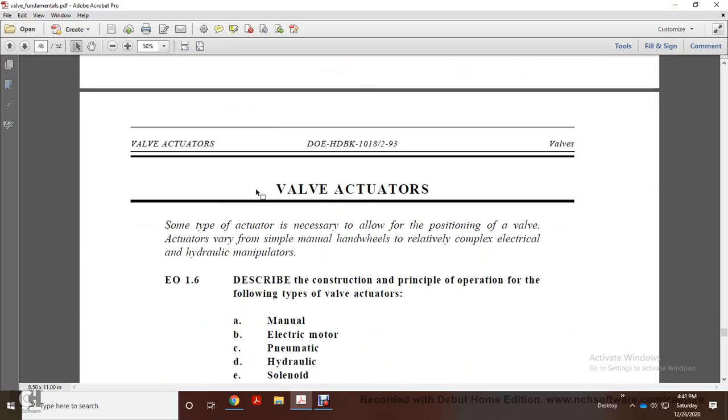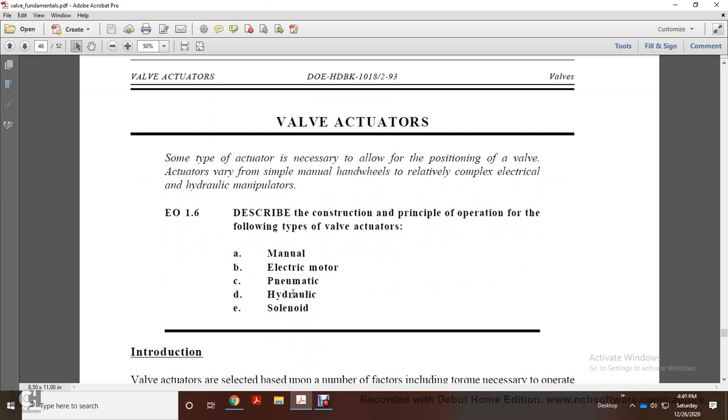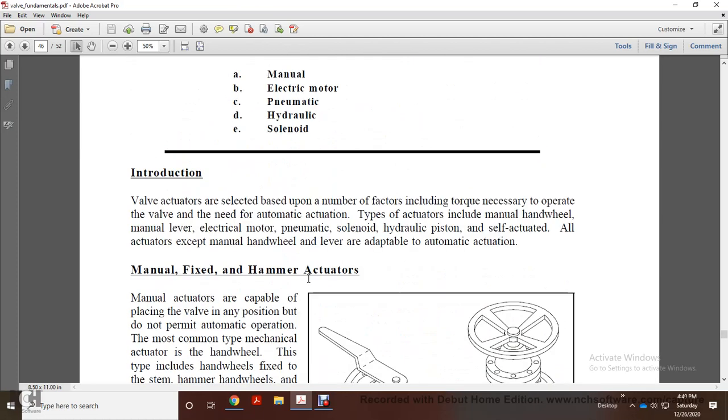Alright, valve actuators. The type of actuator is necessary to allow positioning of the valve, and actuators vary from simple manual handwheels to relatively complex electrical or hydraulic manipulators. Describe the construction, principle, and operation of the following types of valve actuators: manual, electric motor, pneumatic, hydraulic, and solenoid.